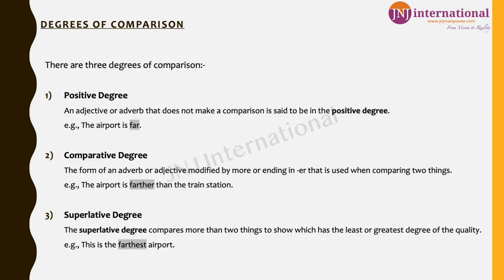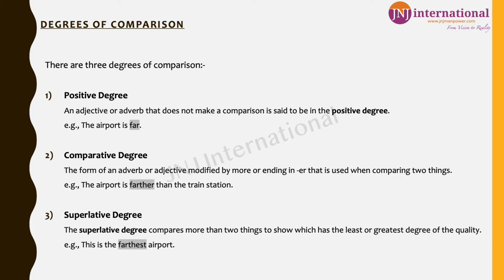There are 3 degrees of comparison. They are positive degree, comparative degree, and superlative degree. What is positive degree? It's an adjective or adverb that does not make a comparison. Let's see the example. The airport is far.